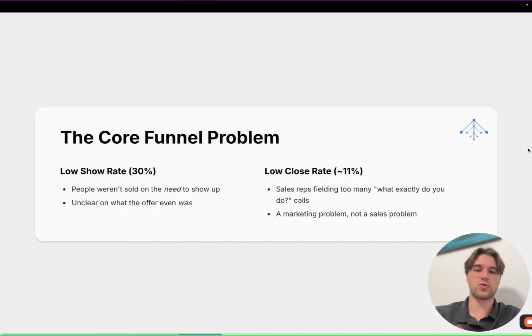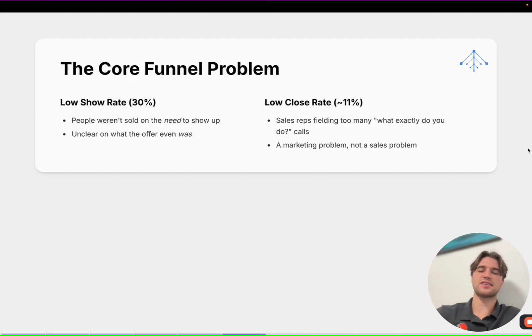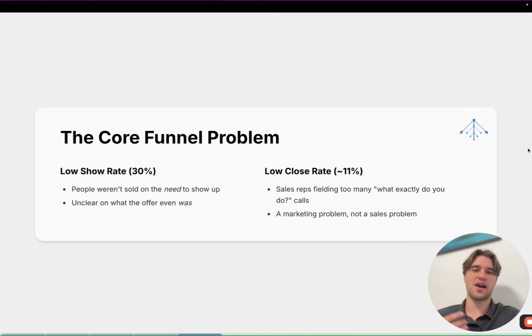And then the low close rate, we had a lot of reps fielding too many questions like, what exactly do you guys do? What is this call about again? Who are you guys? How did I find you? That kind of stuff. So what that shows you, again, is this is a marketing problem, not a sales problem.